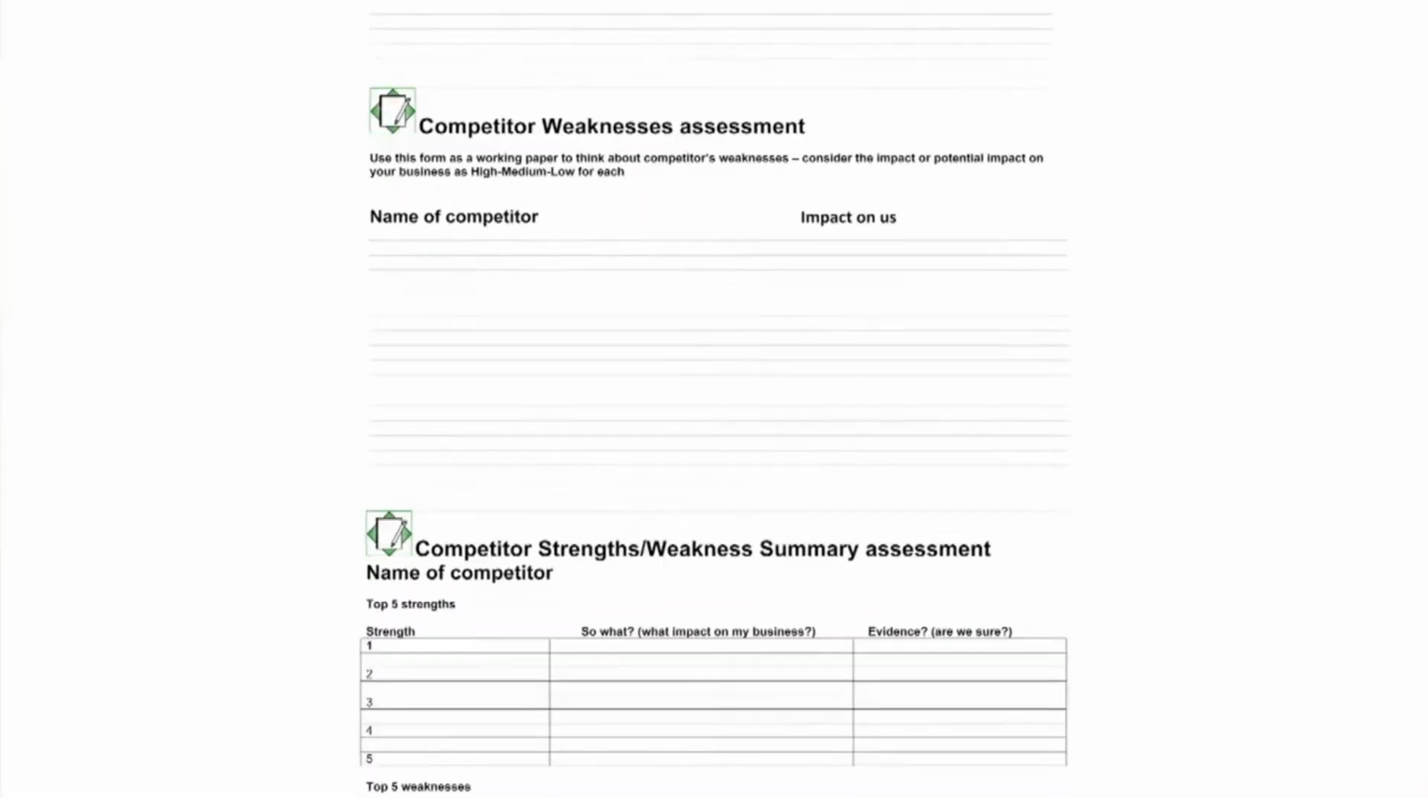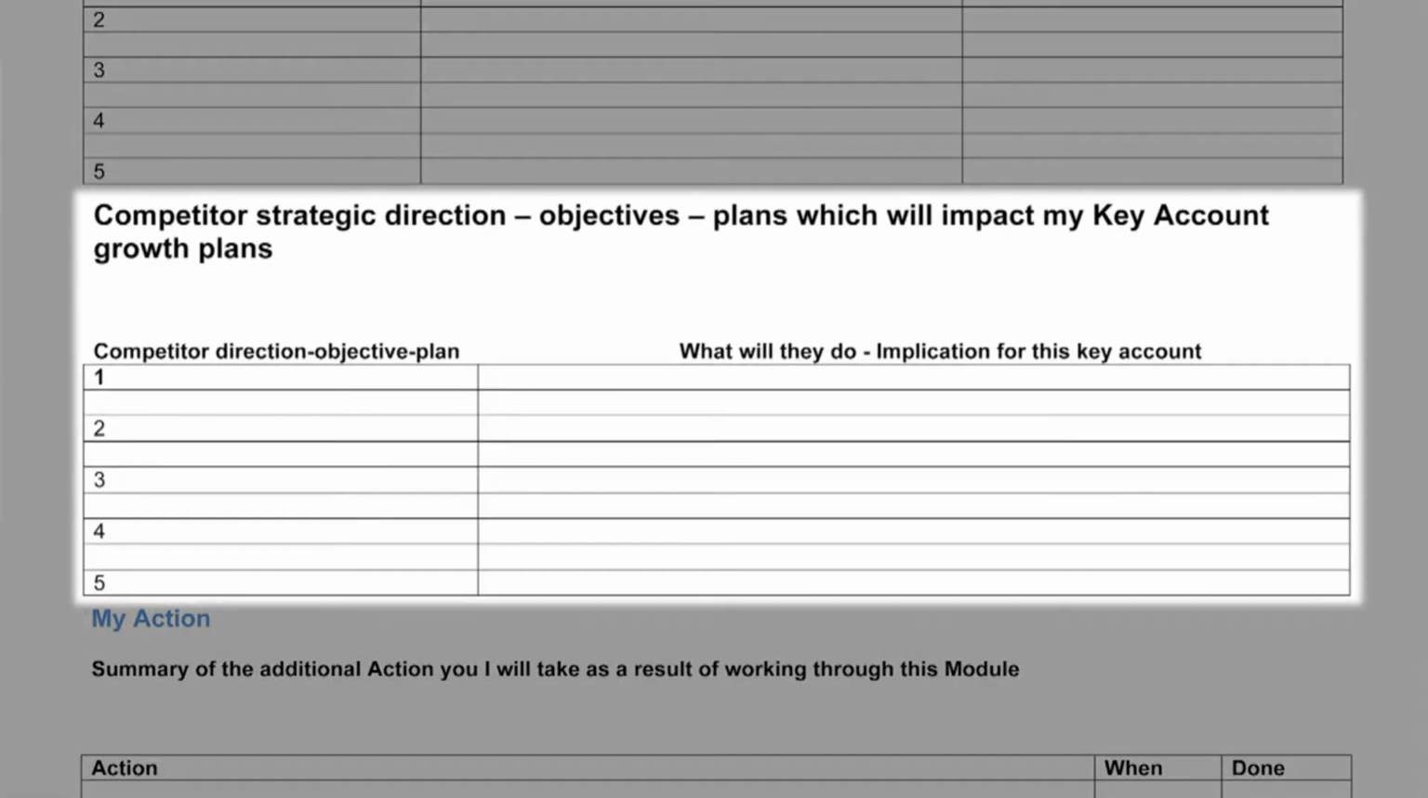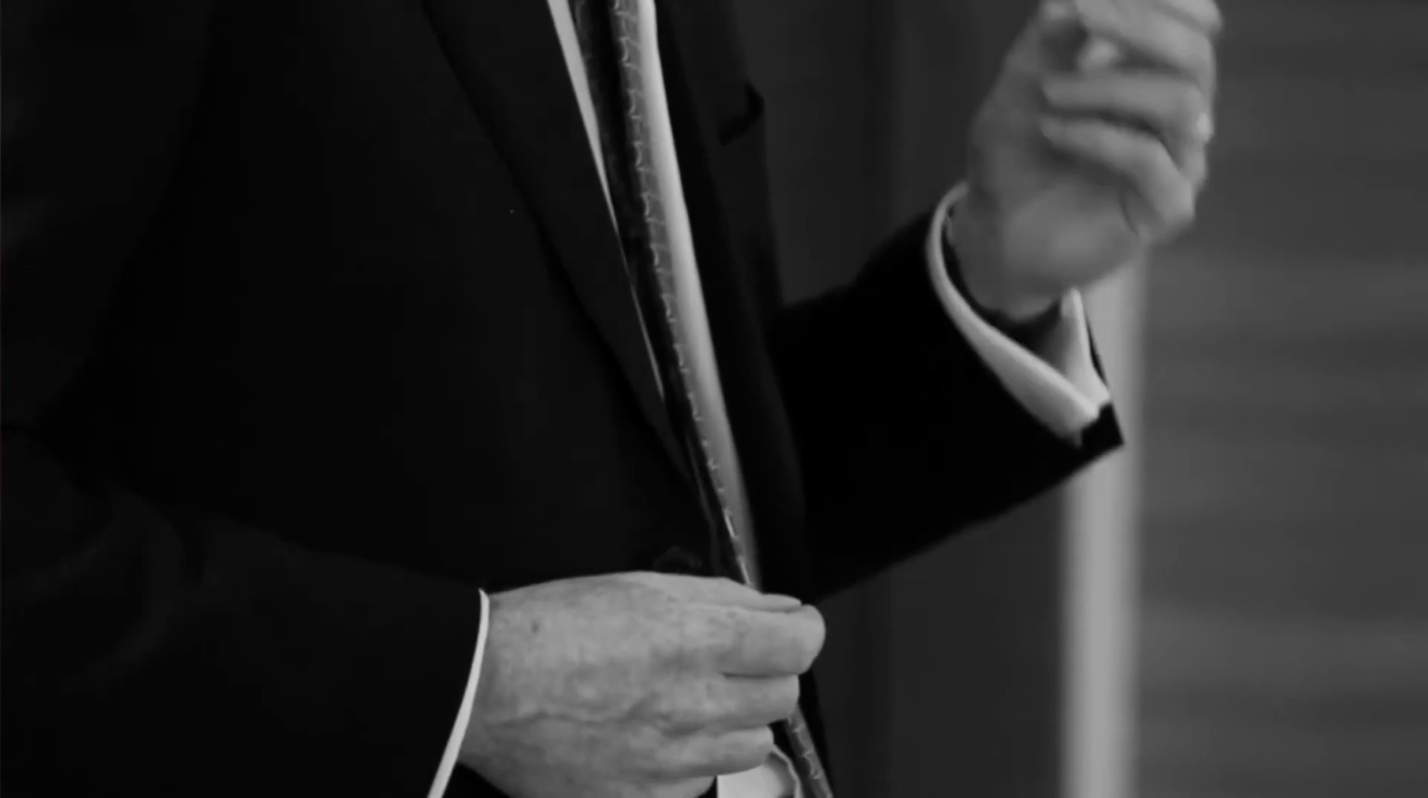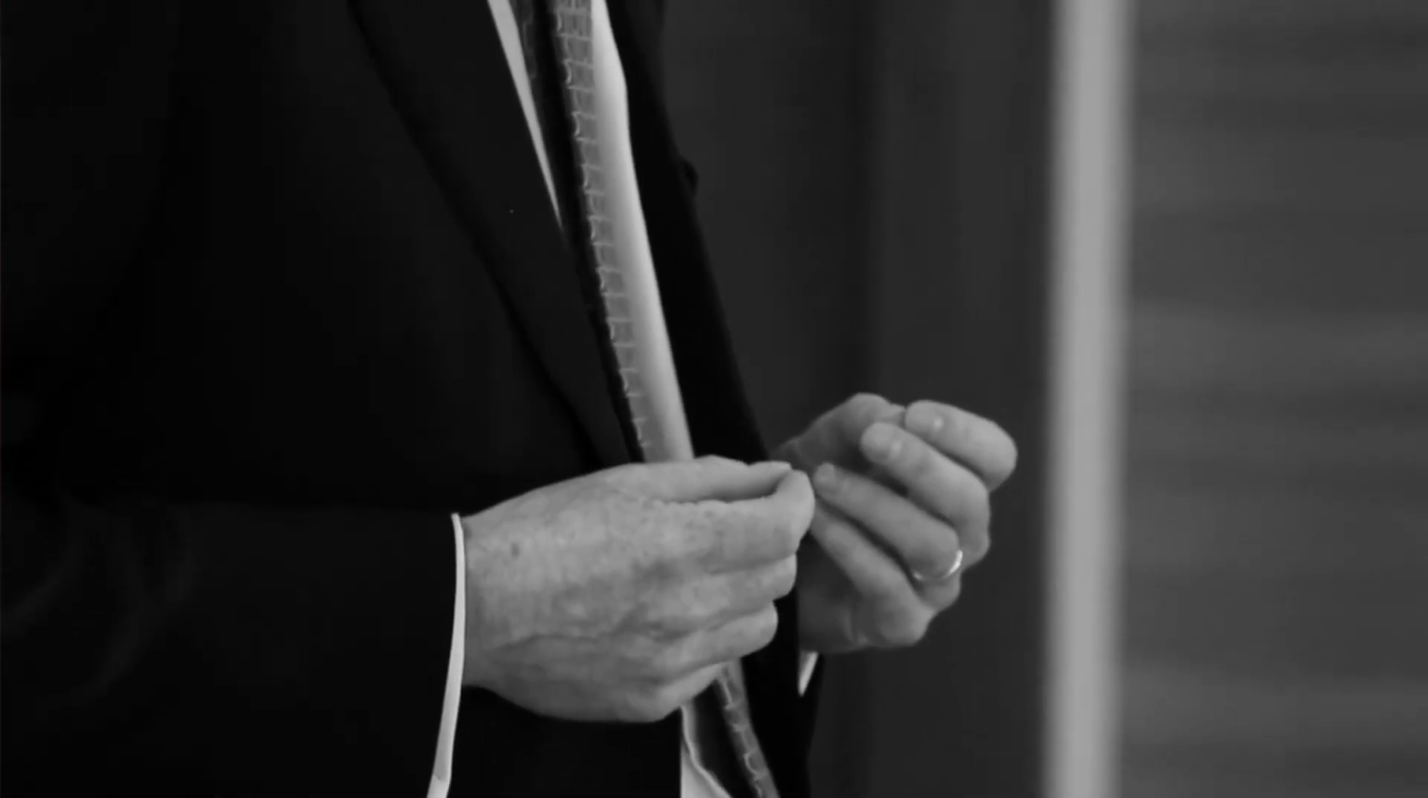And finally, we want to know what they're likely to do in the next, let's say, 12 to 24 months. And this is important because it'll help you assess the possible future threats. So at its heart, these are the things we want to know. How does the competitor position itself? What is it good at and not so good at? And what do we expect it to do? And so what are the implications for our key accounts? And therefore, what do we need to think about and consider?